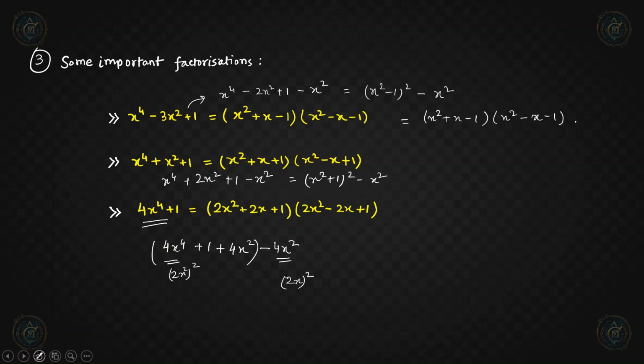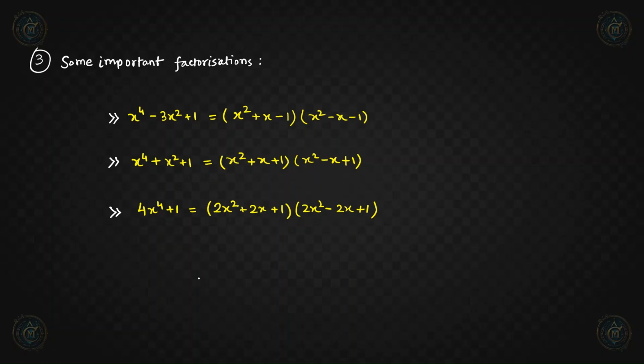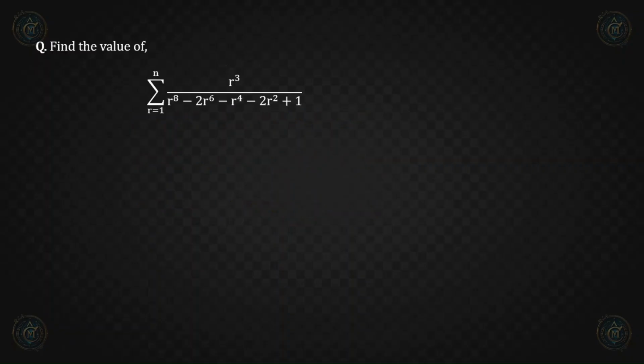Now let us discuss what will be the use of these factorizations in telescopic summations. Okay, so here we have a problem, summation r cube divided by r to the power 8 minus 2r to the power 6 minus r to the power 4 minus 2r square plus 1. Okay, so we have this summation from r equal to 1 to n. Now in this question, this denominator here is very special. Okay, this type of expression frequently occurs in JEE questions. We have to somehow factorize this, right?